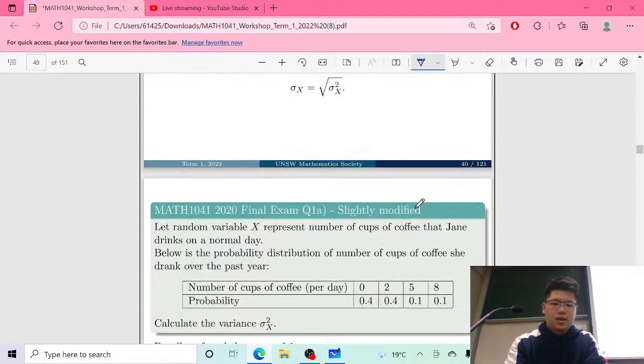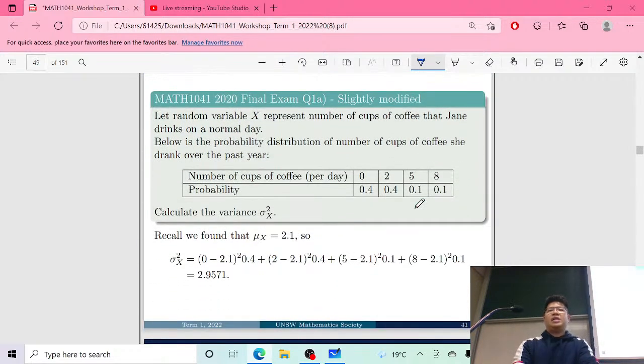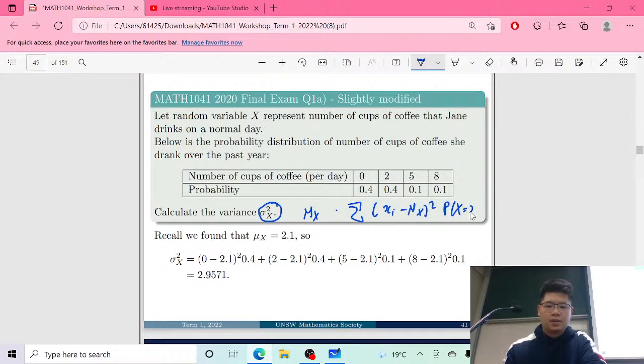Okay, cool. So let's look at how this might apply to our same question. Remember Jane, Jane likes to drink a lot of coffee. Just now we already computed mu x. Now we are asked to find the variance. Our formula is this. You're taking the value of xi minus the mean of x, squared, multiplied by the probability of x being xi. So we just plug into the formula. Remember, mu x is 2.1.